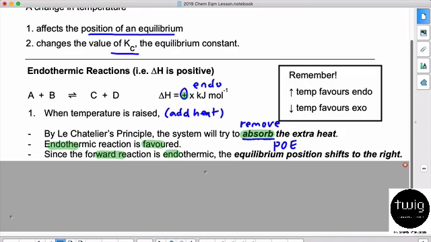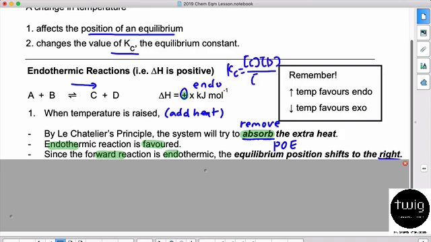That's how we write down short form. Position of equilibrium will shift to the right, favor endo. Okay? And then, next part. So if you shift to the right, what happens to Kc? Because Kc is actually C times D over A times B, right?